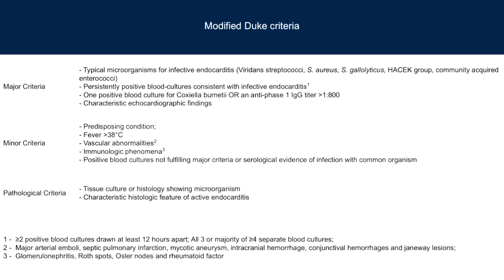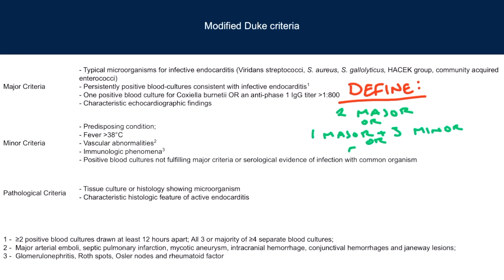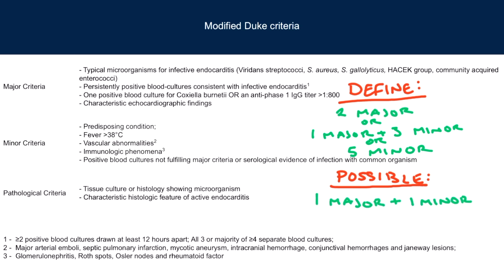Now that we've discussed diagnostic evaluation of endocarditis, let's take a closer look at the modified Duke criteria. The modified Duke criteria has 3 sets of criteria which include major, minor, and pathological. The diagnosis of definite endocarditis requires the presence of 2 major criteria, or 1 major and 3 minor criteria, or 5 minor criteria. The diagnosis of possible endocarditis requires 1 major criteria and 1 minor, or 3 minor criteria. Please take a minute to pause the video so you can read through this chart.